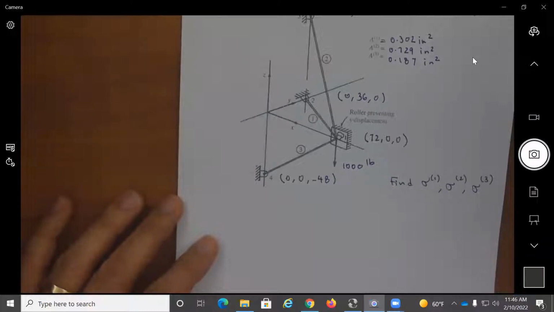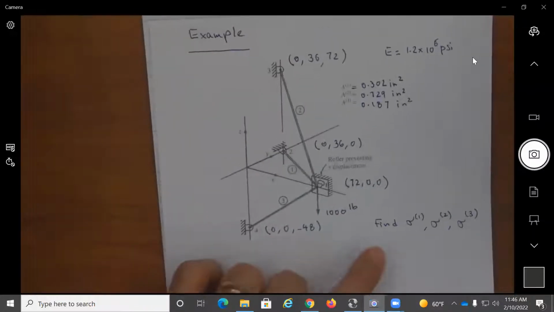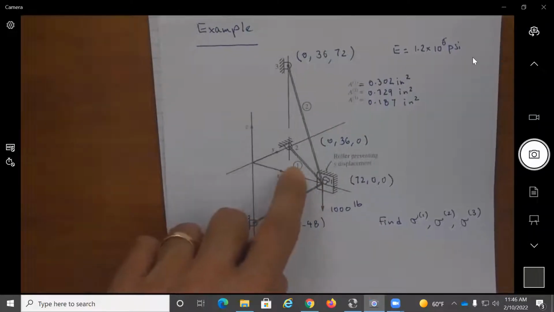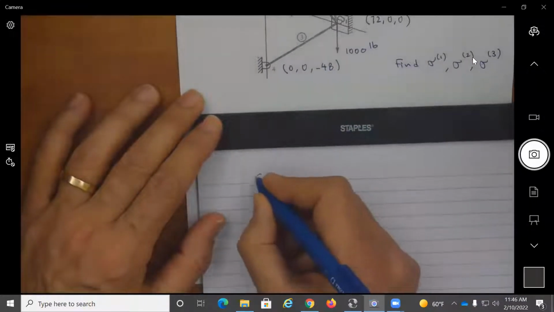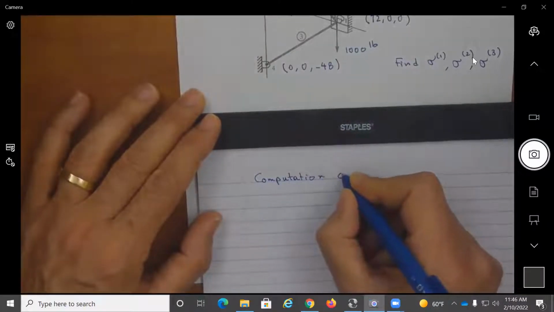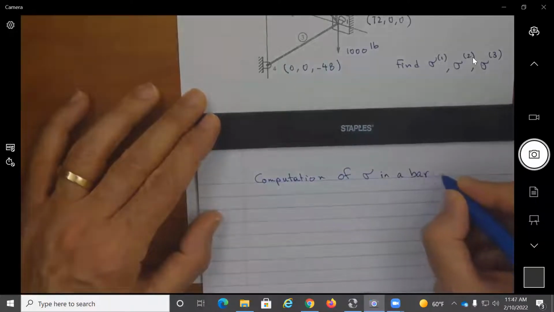So we learned how to compute stresses for bar elements in plane. And likewise, we're going to do the same for 3D. So let me explain that first. So we know that our goal is to find the global displacements, and then we can use them to find stresses. So computation of the axial stress sigma in a bar in 3D.